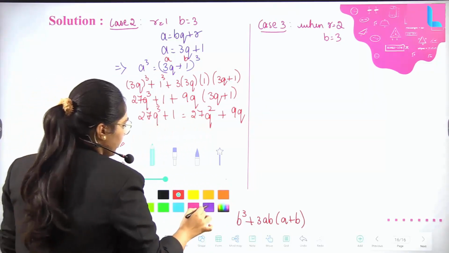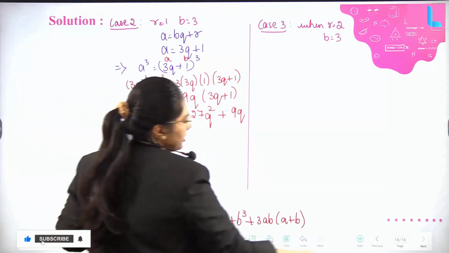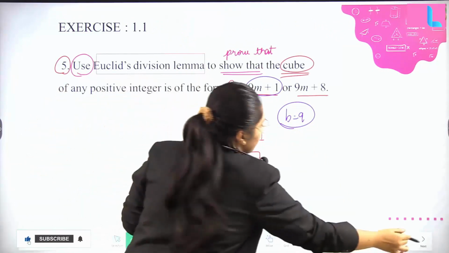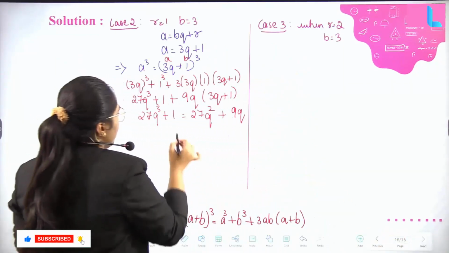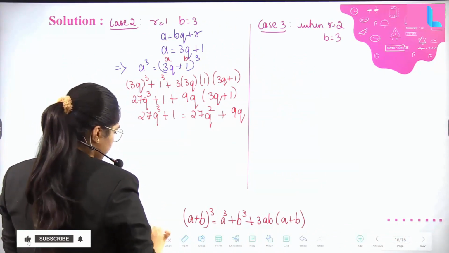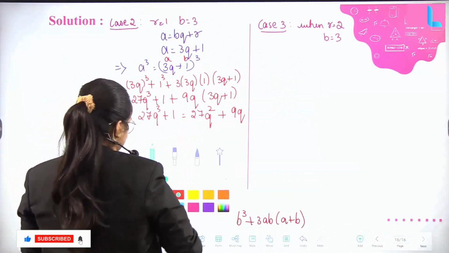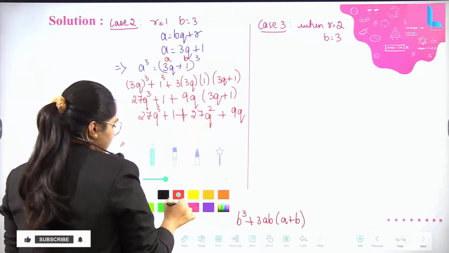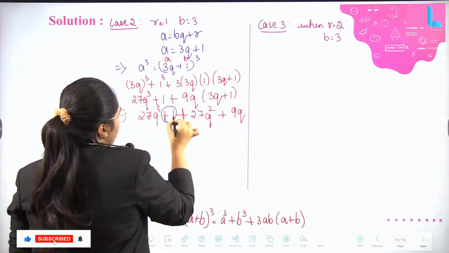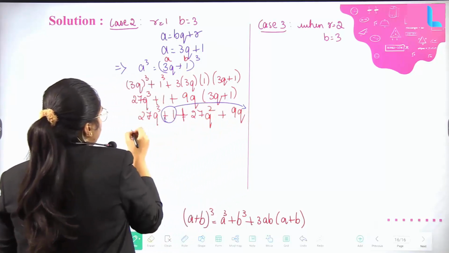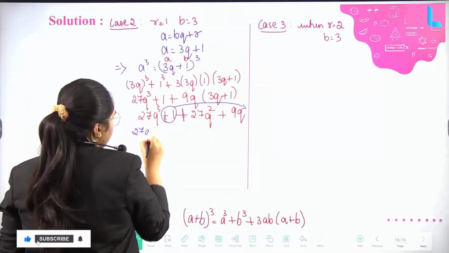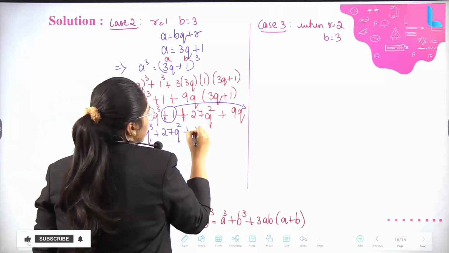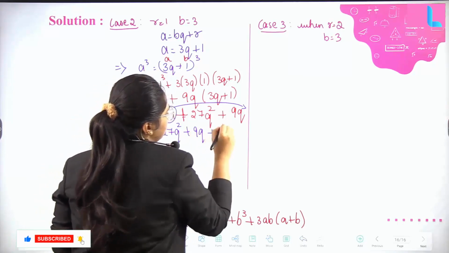What is the whole motive for us to find? You have to get 9m plus 1 is what we have to get. Here plus 1 you already have. Why did I even put is equal to? This is plus. Here since we already have plus 1, we'll consider towards the right side and rewrite the same: 27q³ + 27q² + 9q + 1.